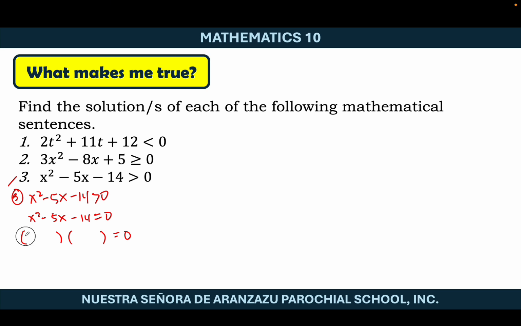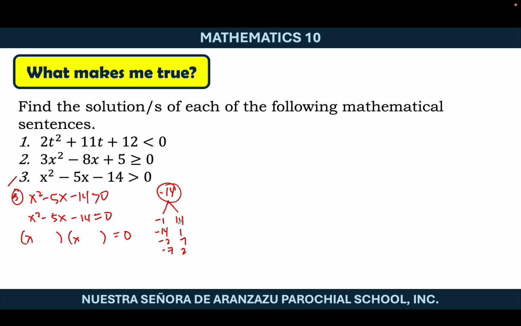So si x squared, the factored form is x times x. Now si negative 14, you have to think of two numbers that when you multiply is negative 14 and when you add is negative 5. Since negative yung middle term, negative yung last term, ibig sabihin opposite sign sila. So listan natin yung mga factor ni negative 14. Negative 1 times 14, negative 14 times 1, negative 2 times 7, negative 7 times 2.